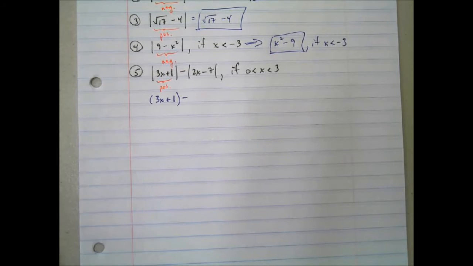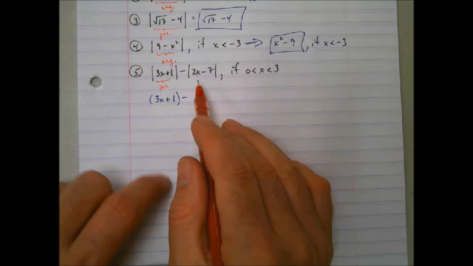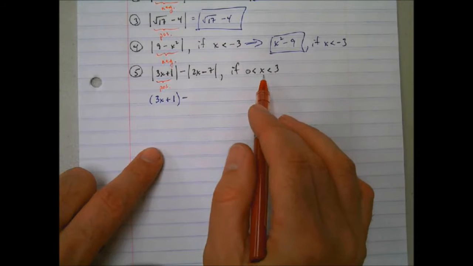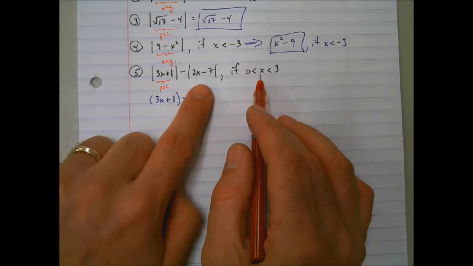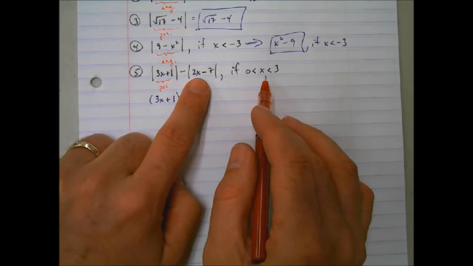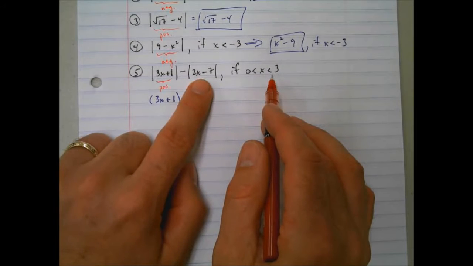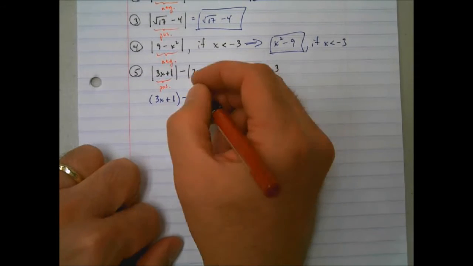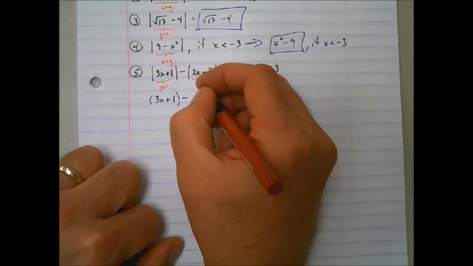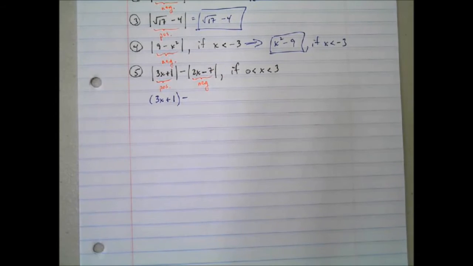Now let's see what's going on with the 2x minus 7. Well, if x is 1, that would be negative. If x is 2, this would be negative. In fact, even if x was 3, now it says all the way to the 3, but not including 3, but even if it was 3, it'd still be negative. So the inside here is negative.